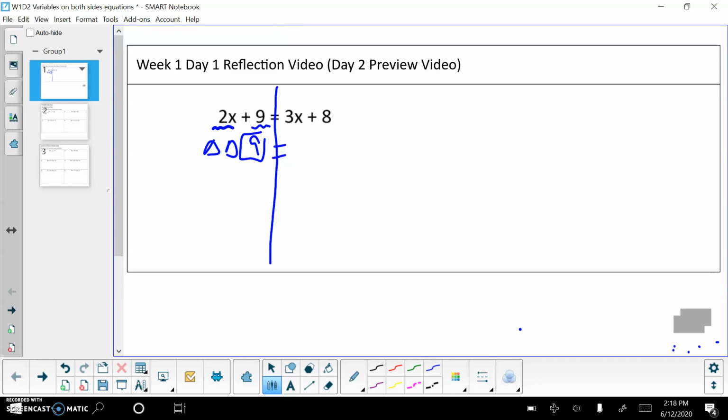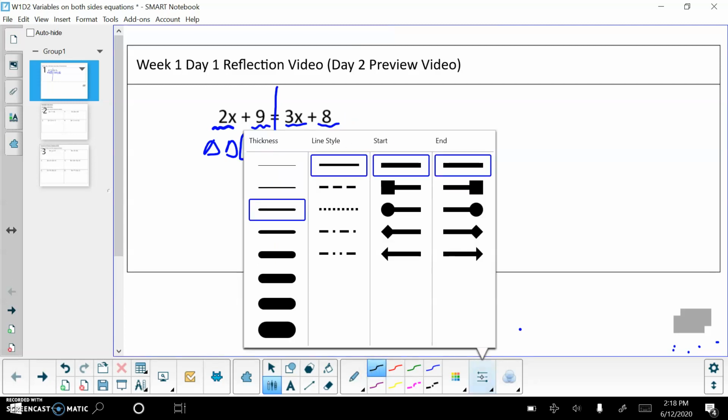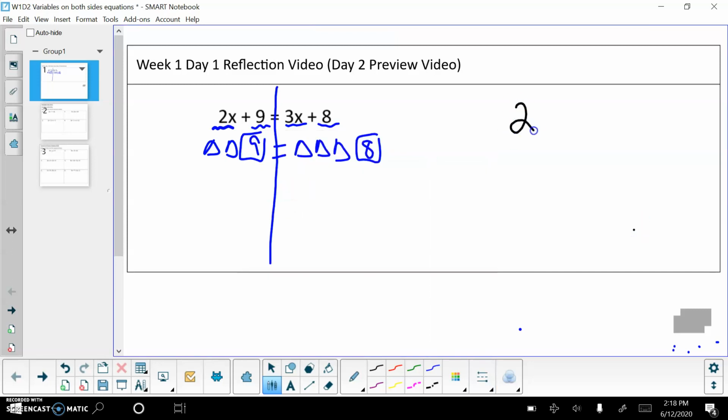And then on the right side, I've got 3 x's. So I'm going to make 3 triangles. And then my 8 constant, the number without the letter again, that's going to be a cube, 8 cubes. And so this looks a little different than what we had today. Today, when we were doing it, we might have a problem that was 2x equals 8, and we would do the 2 x's as the 2 triangles and the 8 constant as the 8 cubes. But now we have x's and triangles on both sides and constants, the number cubes, on both sides. So now it's a little bit different.